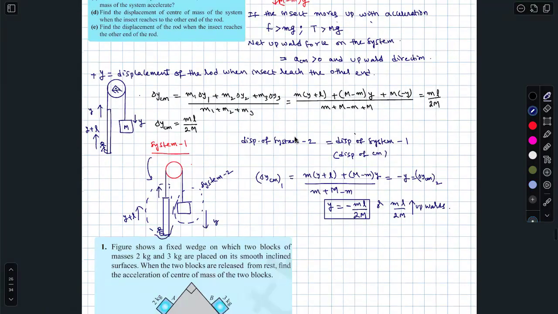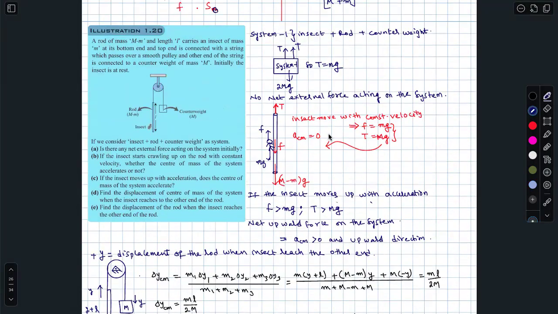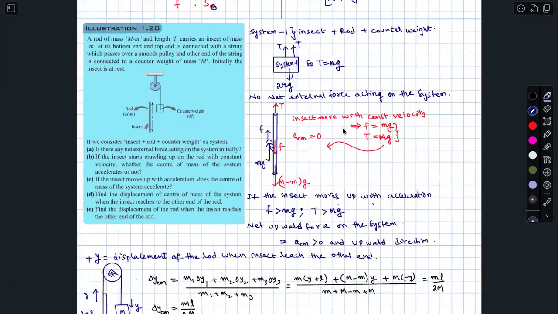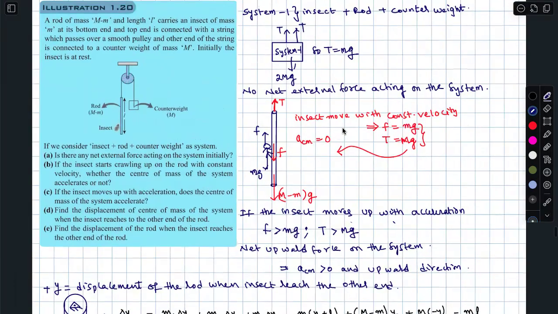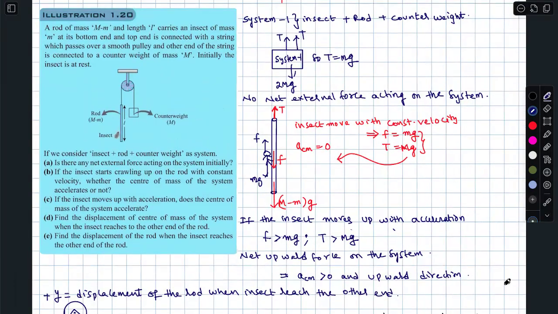I am telling you, you will definitely have this question. I'll give you time. Read this question carefully. You can see what is the system. Try to please understand. Initially, if I take the system as the insect, the rod, and the counterweight.